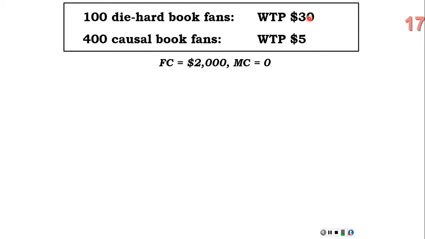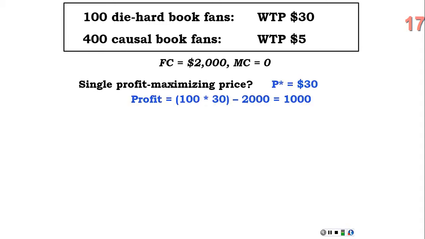They'd obviously be willing to pay less than that. 400 casual fans of the book coming out, however, are only willing to pay $5. They want the book, but the most they're willing to pay is $5. There's a fixed cost, we'll say royalty fees of $2,000 to publish the book, but after that, the marginal cost is $0. Okay, just to simplify the problem. So the question is, if you can only charge one price, what would be the profit maximizing price that this monopolist should charge?